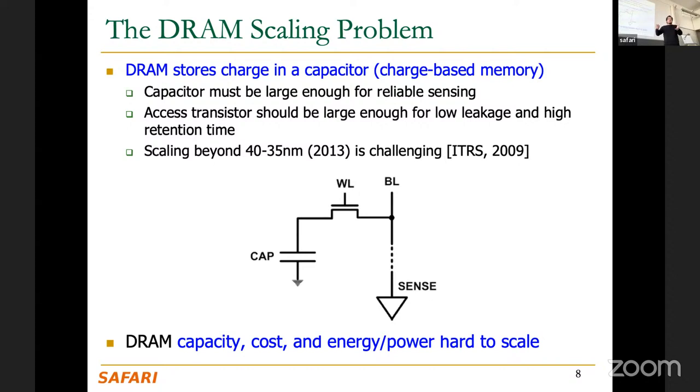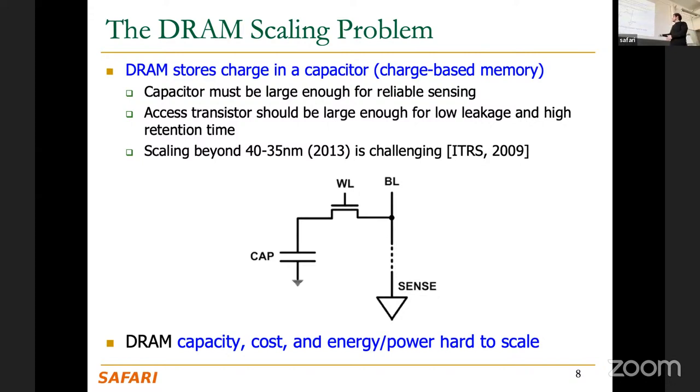So what are the scaling challenges? These capacitors must be large enough for us to reliably sense the charge level in the capacitor. And the access transistor should be large enough for low leakage and retention time. And there are many other components that lie in the path that allow us to access or manipulate the data in the cell that all have scaling issues. Back in 2009, ITRS, in the roadmap they developed, said that scaling beyond 40 to 35 nanometer feature sizes will be challenging for DRAM. But now I think we went beyond that and we're still scaling the chips.